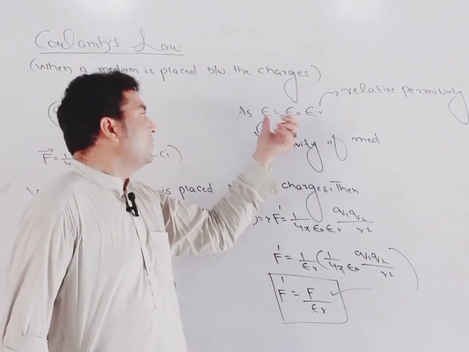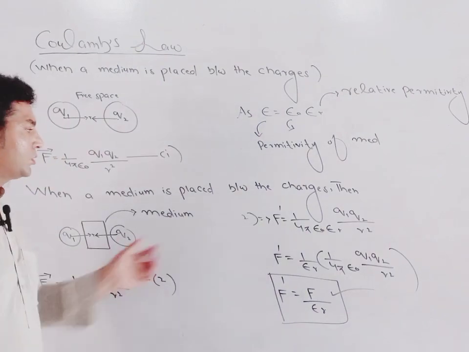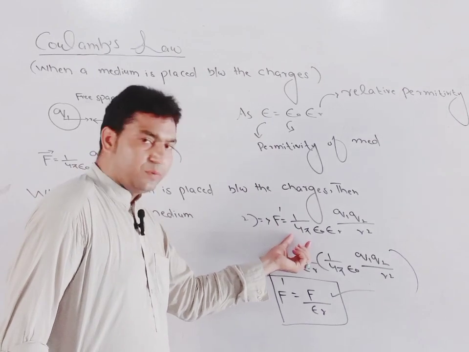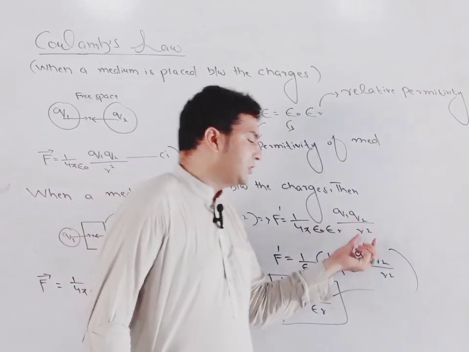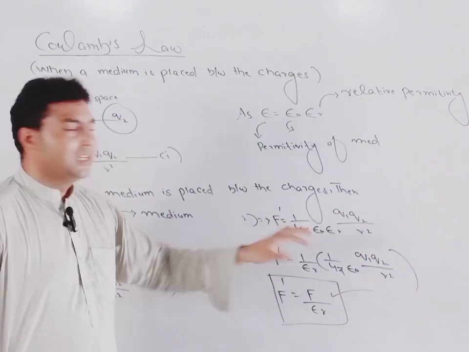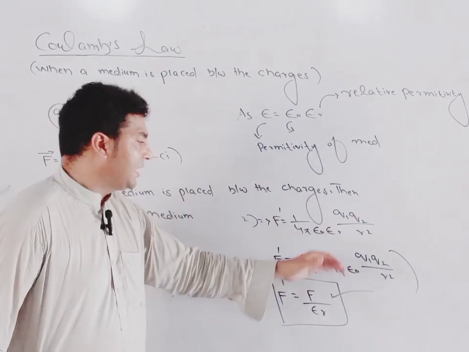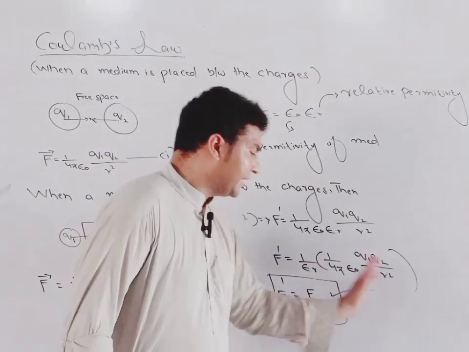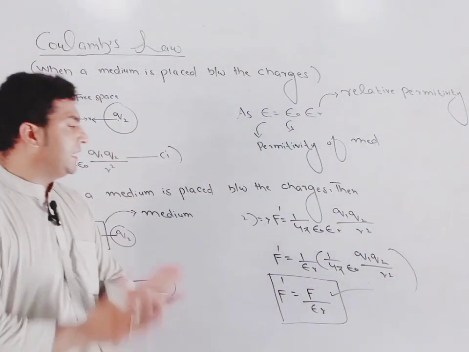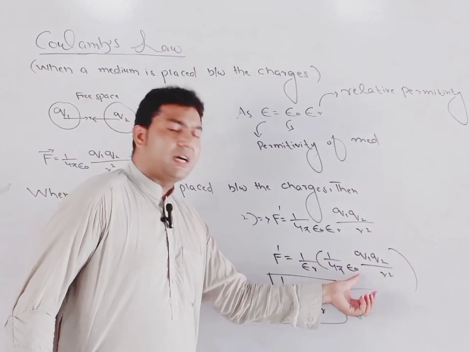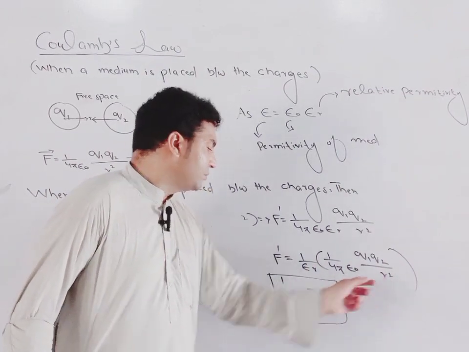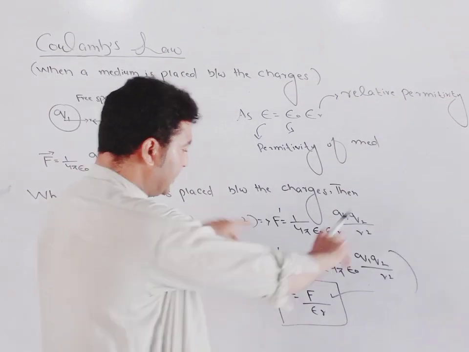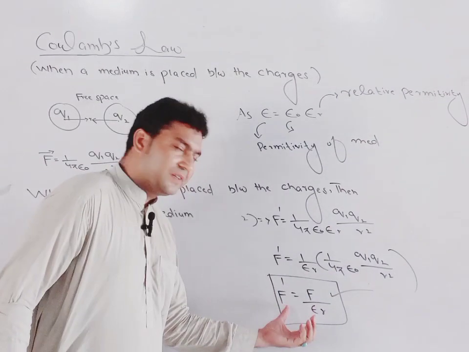Now, put the value of epsilon in equation number 2. So equation number 2 implies that F dash is equal to 1 over 4 pi epsilon naught epsilon r Q1 Q2 divided by R square. Now we will rearrange this equation and write it as F dash is equal to 1 over epsilon r times this. Now it is clear that 1 over 4 pi epsilon naught Q1 Q2 by R square is equal to F.